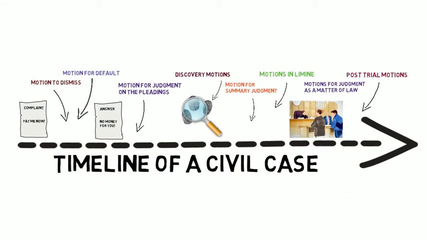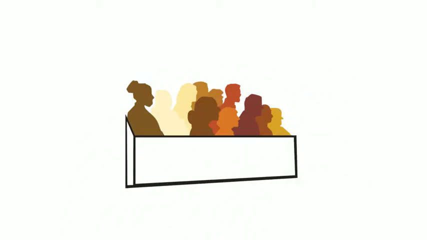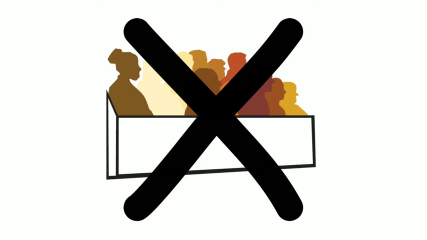The other aspect that distinguishes different motions is that parties must make different showings to win on each type. Let's now talk about each motion in more detail. Now, the first group of motions are really an attempt to skip a jury trial.